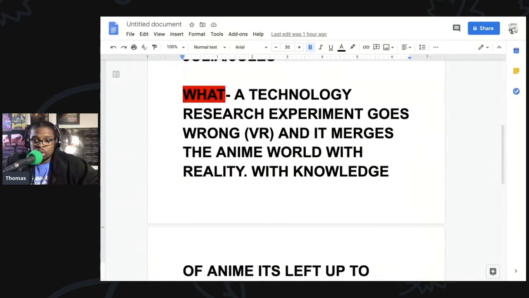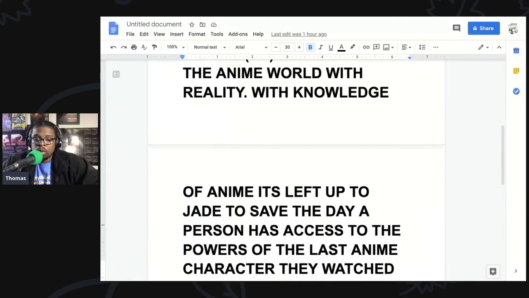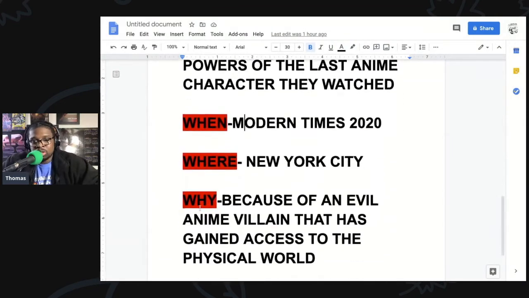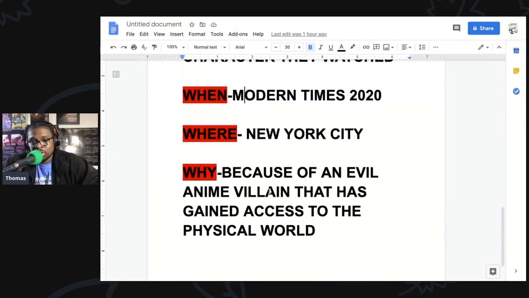A technology research experiment goes wrong and it merges the anime world with reality. With her knowledge of anime, it's left up to Jade to save the day. A person has access to the powers of the last anime character they watched. This is in modern times, in New York City. And the big why is that an anime villain has gained access to the physical world. And this is just the core, still rough elements of our story.